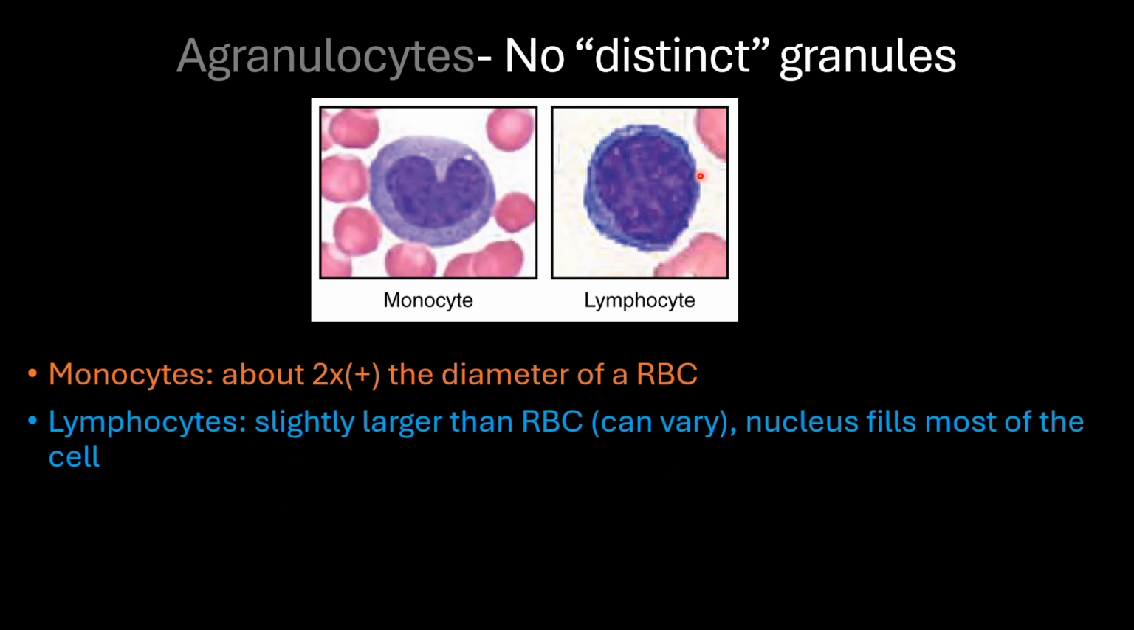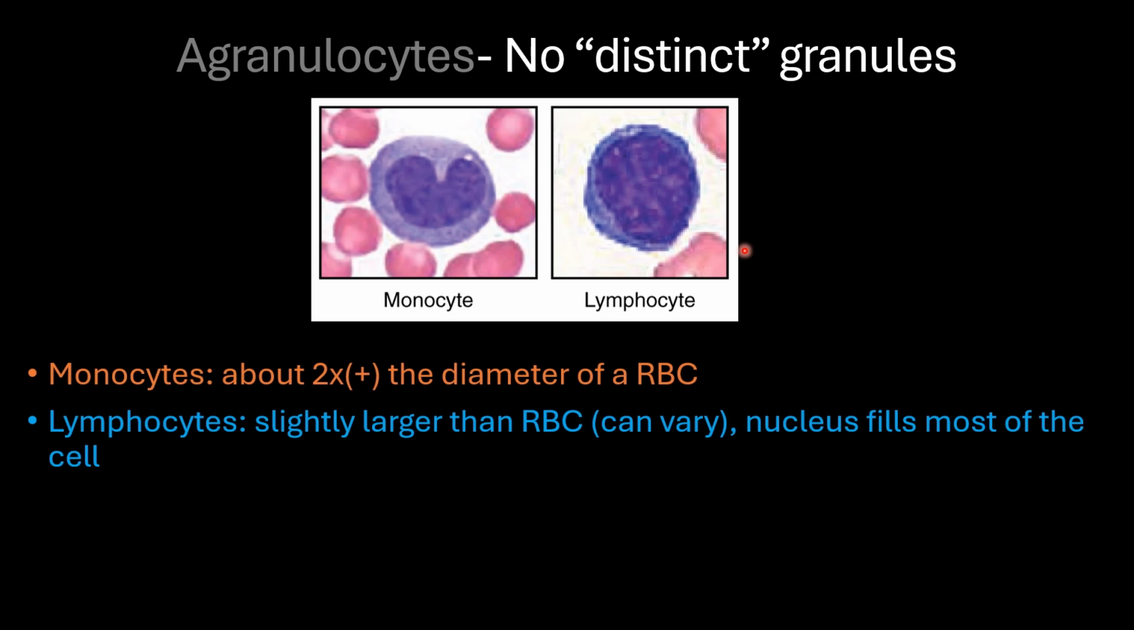Then our lymphocytes over here, they are our second most common white blood cells, and they generally are slightly larger than red blood cells, but they can vary in size and some can be quite large. One thing to note though is the diameter, overall the area of the nucleus here in a lymphocyte, is roughly the same as the total area or diameter of a red blood cell.